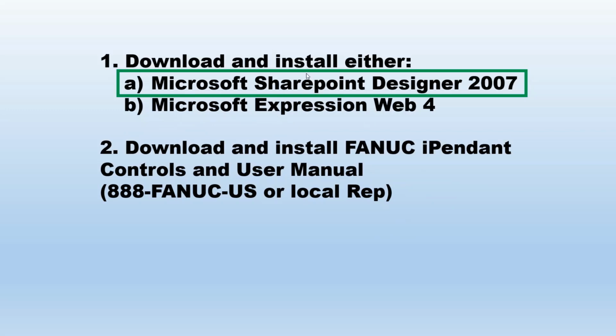Anyway, get those. Next, you need to download and install the FANUC iPendant controls, and you'll want the user manual. That's the iPendant customization manual. If you're in the Americas, just call up 888 FANUC US. Let them know you want the iPendant customization controls and manual, or call your local FANUC rep. He or she will be happy to talk to you. Of course, if you're overseas, FANUC is everywhere. Call your local guys, they'll help you out.